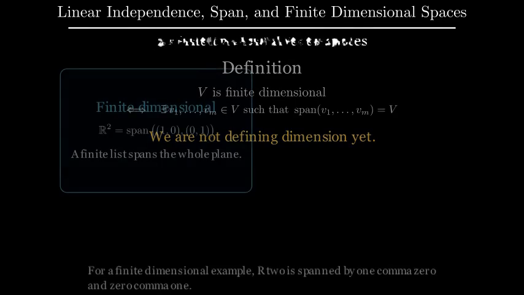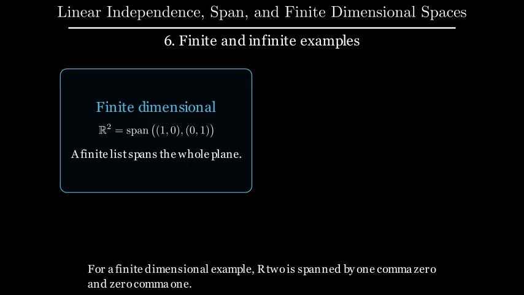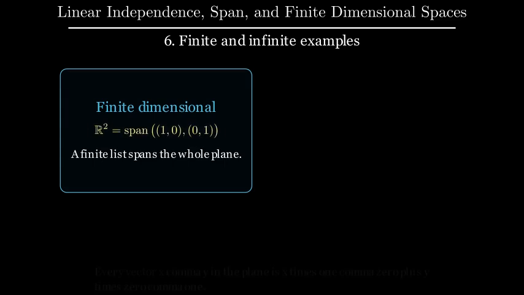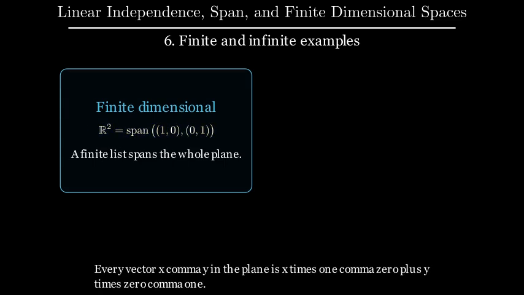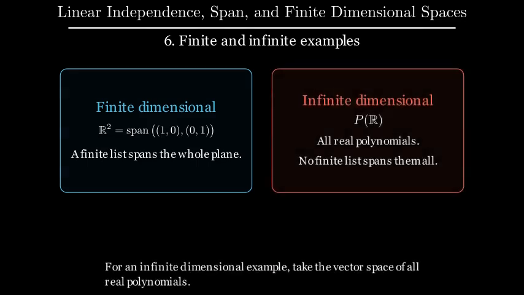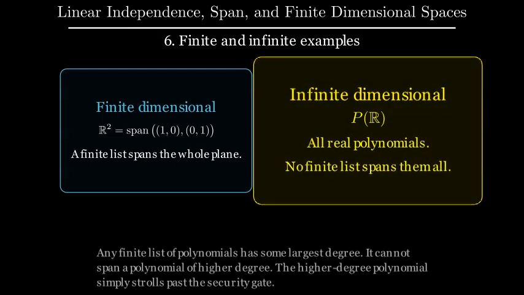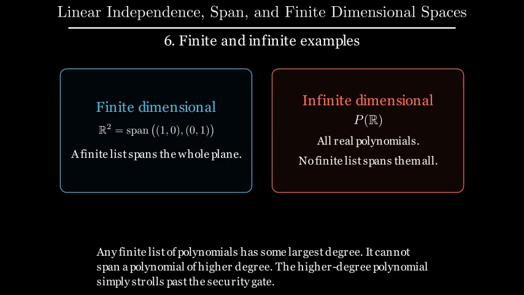For a finite dimensional example, R2 is spanned by (1, 0) and (0, 1). Every vector (x, y) in the plane is x times (1, 0) plus y times (0, 1). For an infinite dimensional example, take the vector space of all real polynomials. Any finite list of polynomials has some largest degree. It cannot span a polynomial of higher degree. The higher degree polynomial simply strolls past the security gate.